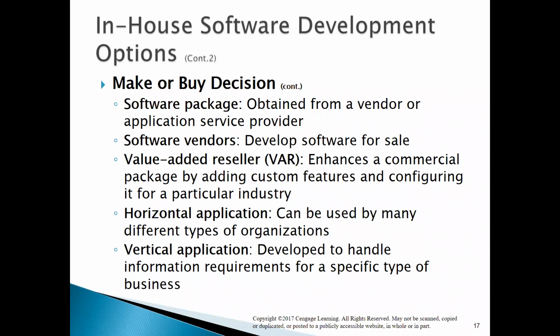Horizontal and vertical application. Horizontal applications are made for different types of organizations and can be used by different types of organizations. For example, a payroll system can be used by any type of organization. On the other hand, you have vertical applications, which are generally made and used by a specific type of business. For example, medical, architectural. With architectural, you have the CAD software, computer aided design. Now, CAD software cannot be used by an accounting firm, so it is specific to a particular industry or type of business. Midsemester exam question, by the way.